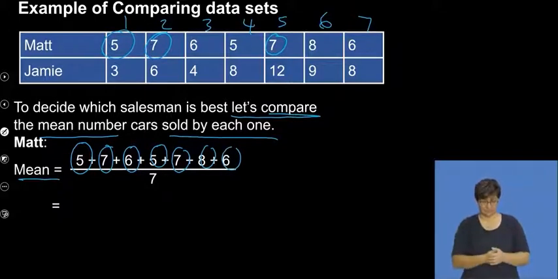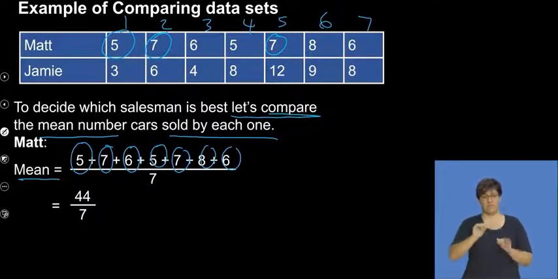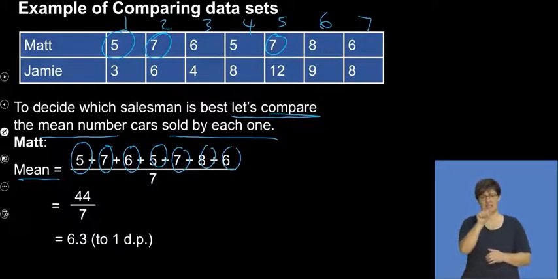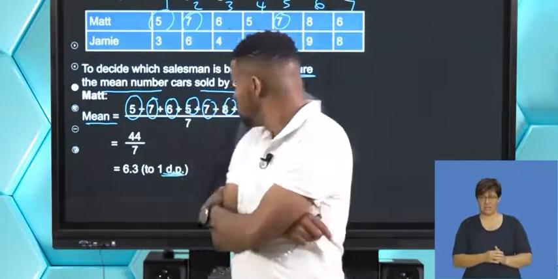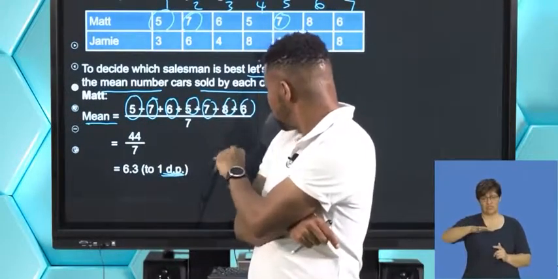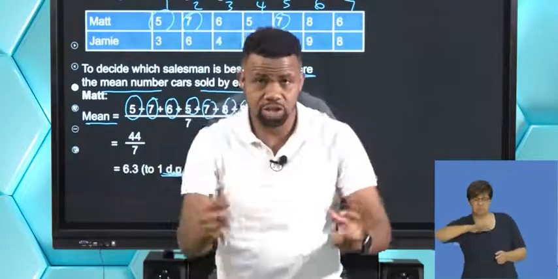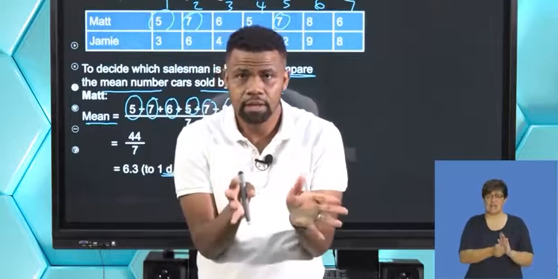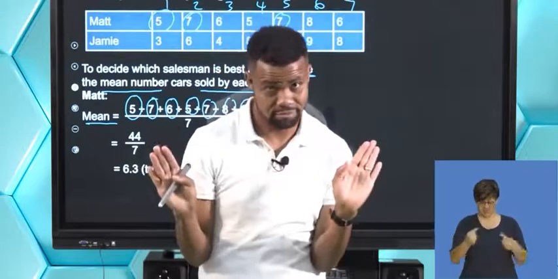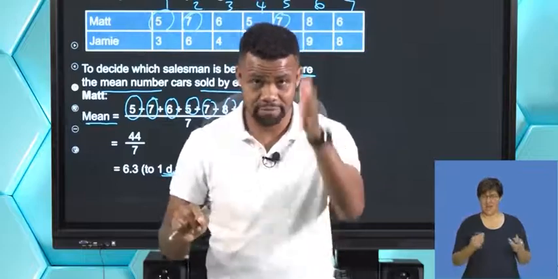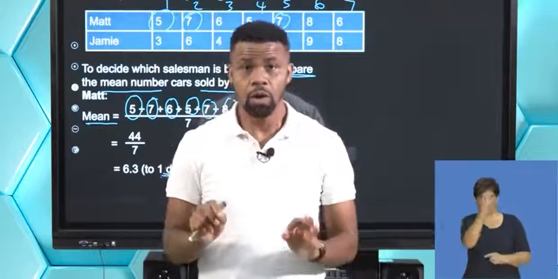Are we all together? Then put this on your calculator, which is 44 over 7, which is about 6.3 if you round to 1 decimal. Okay. So the average, what does 6.3 mean? This means on average, Matt will sell, so we don't have 6.3 cars. Okay, we don't have 6.3. We have cars as 1, 2, 3, 5 cars. There's no 6.3 cars.